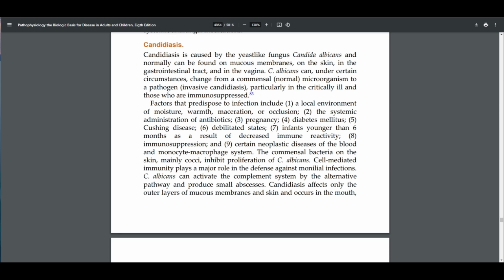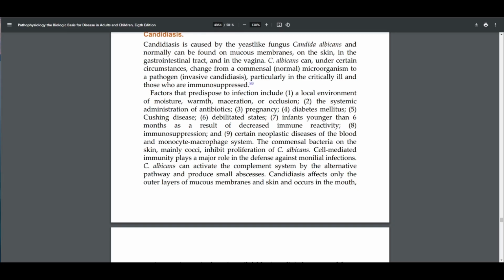The commensal bacteria on the skin, mainly cocci, inhibit proliferation of C. albicans. Cell-mediated immunity plays a major role in the defense against monilial infections. Candida albicans can activate the complement system by the alternative pathway and produce small abscesses.